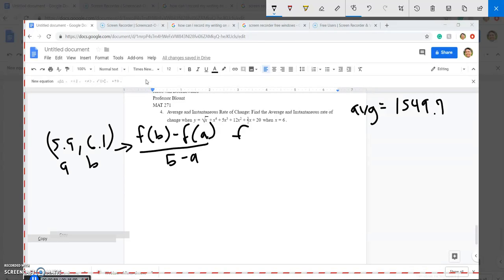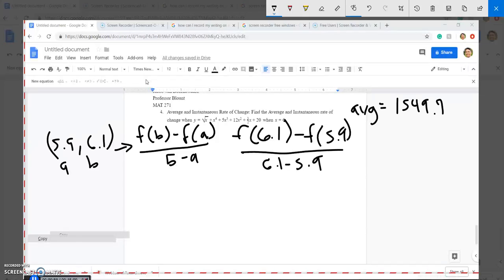Okay. So now from there we're going to plug this into our equation that we wrote out. So we have f of 5.9. Oh, sorry. Wrong order. So f of 6.1 because b is first. Okay. Minus f of 5.9. Okay. All over 6.1 minus 5.9.